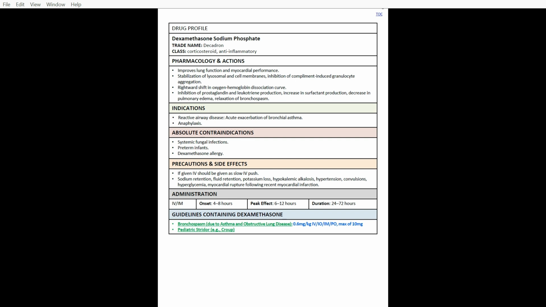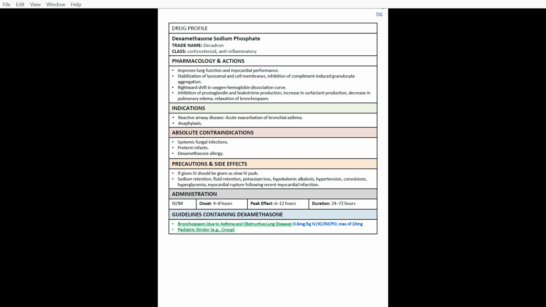Its indications are for reactive airway disease, so acute exacerbation of bronchial asthma and anaphylaxis. Its absolute contraindications, so when we wouldn't use this, are systemic fungal infections, preterm infants, and a dexamethasone allergy. Precautions and side effects: if given IV, it should be given as a slow IV push.